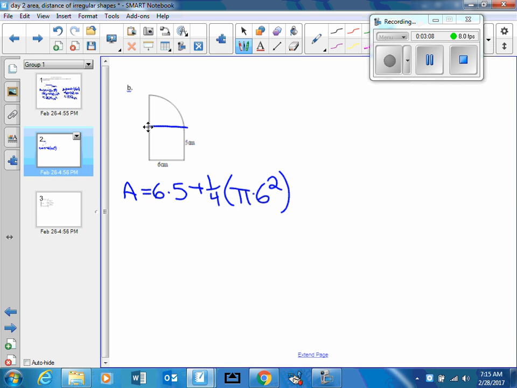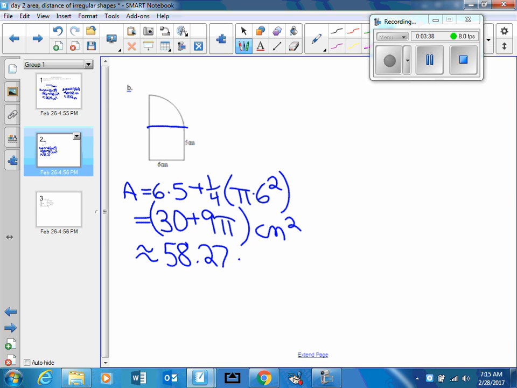So now I'm going to multiply. So 6 times 5 becomes 30, plus 6 squared is 36, times 1/4 would be 9 pi, and that entire thing is labeled centimeters squared. Now using my pi button on the calculator, and starting with doing 9 times pi, and to that amount I'm adding 30. So rounding to the hundredths is 58.27 centimeters squared.